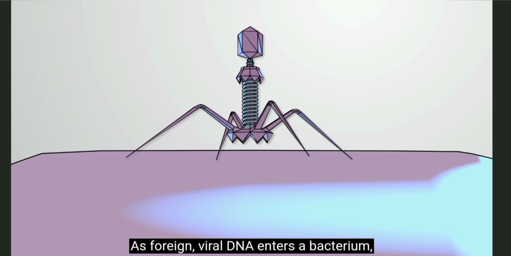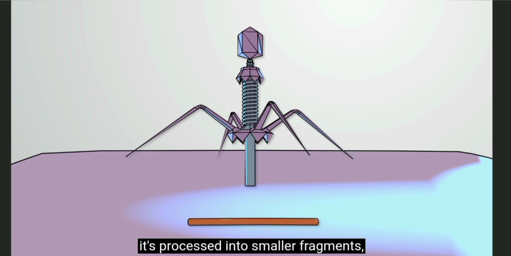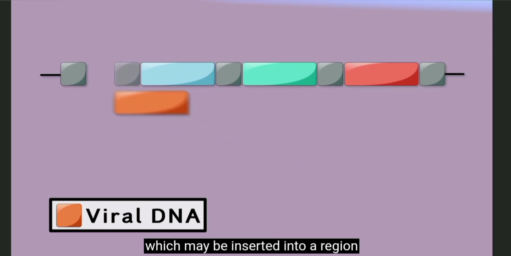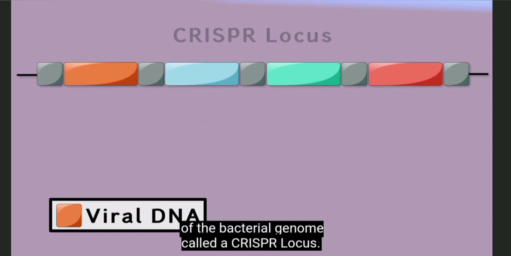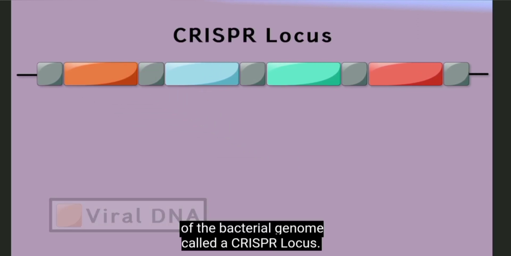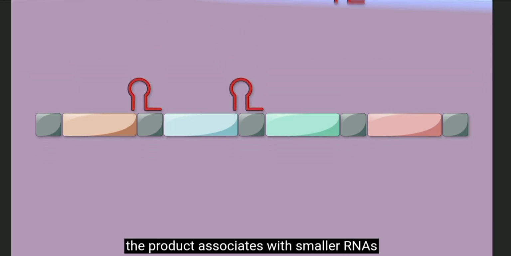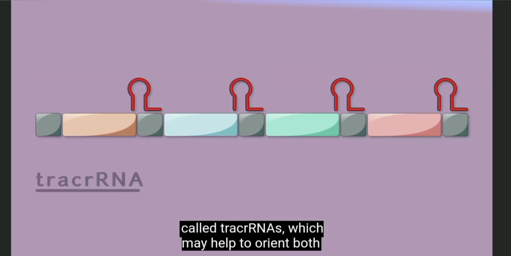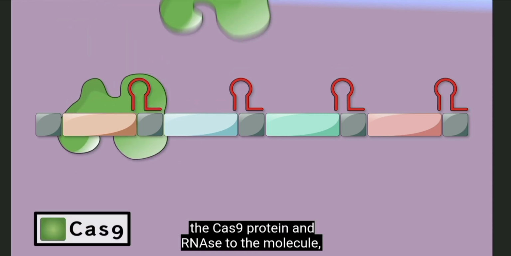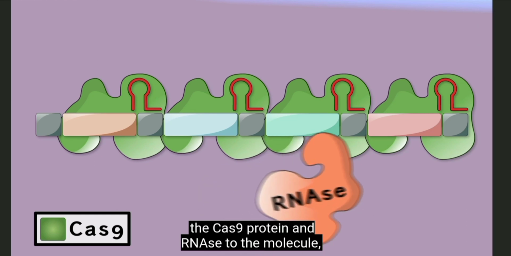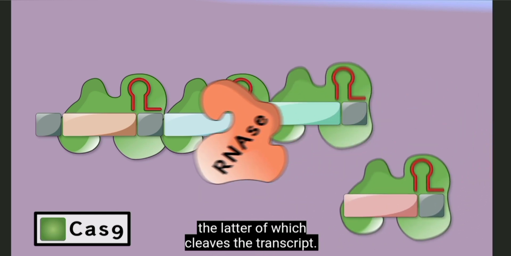As foreign viral DNA enters a bacterium, it's processed into smaller fragments, which may be inserted into a region of the bacterial genome called a CRISPR locus. When the region is transcribed, the product associates with smaller RNAs called tracer RNAs, which may help to orient both the Cas9 protein and RNase to the molecule, the latter of which cleaves the transcript.